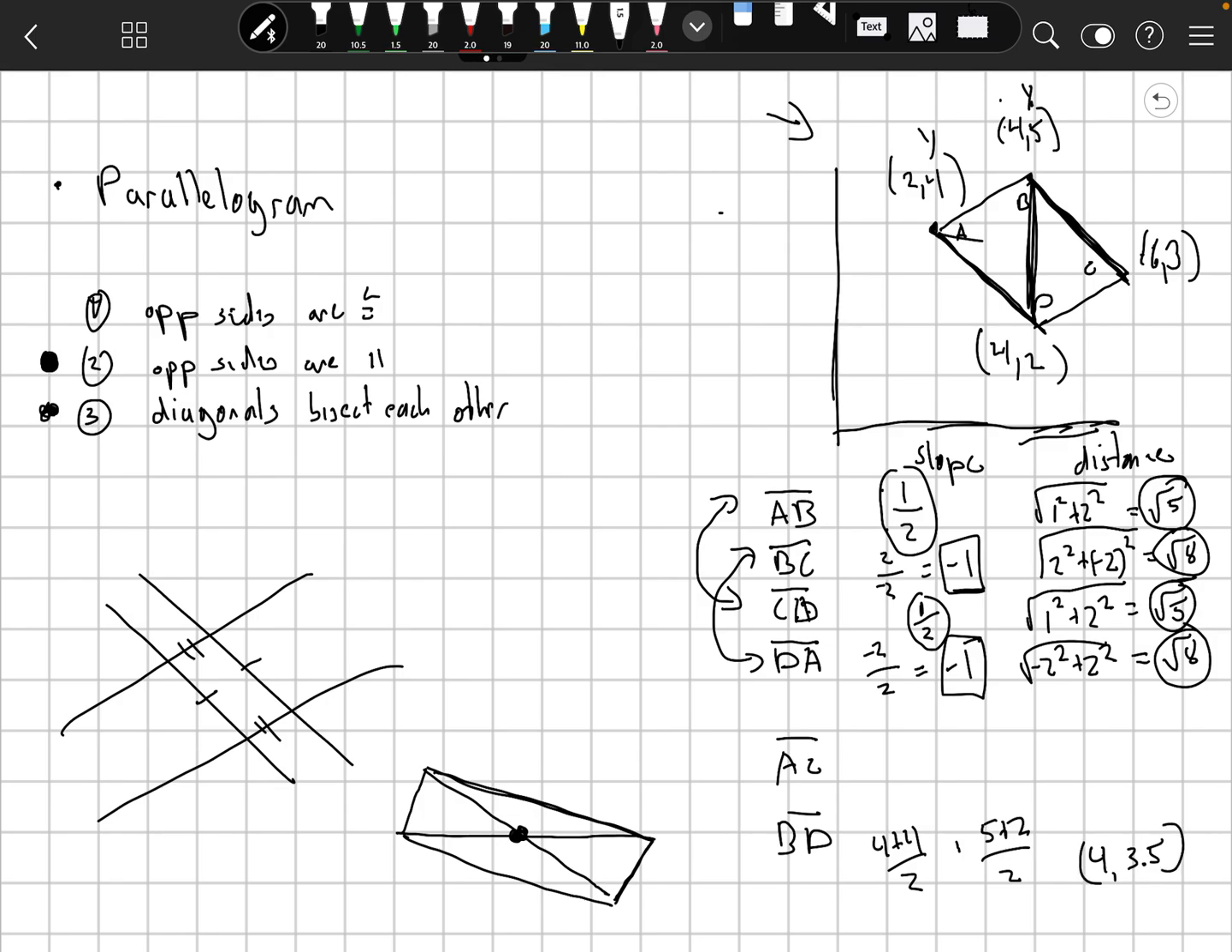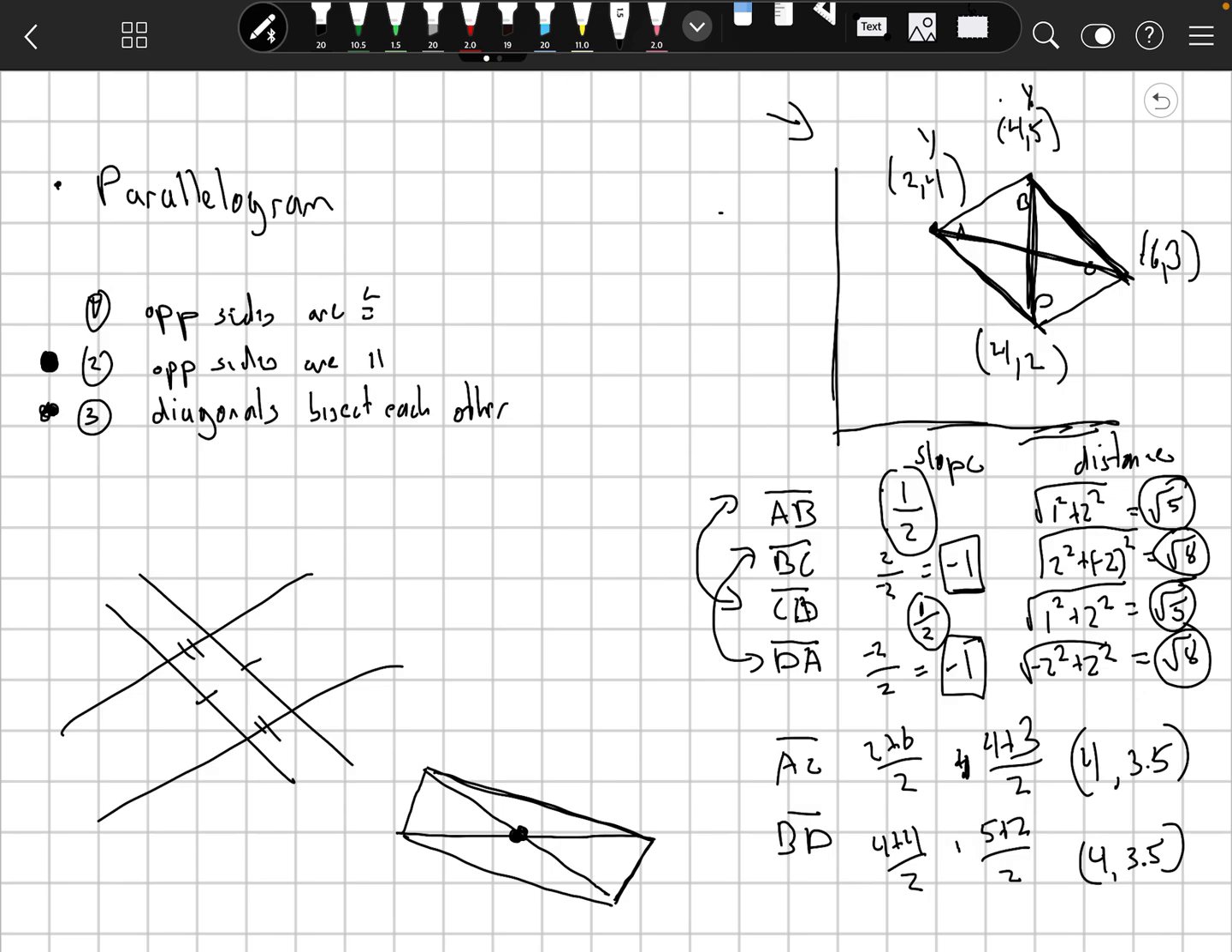And if the midpoint is the same for AC, then we'll know that it's a parallelogram that way. So let's see, 2 plus 6, that's 8, divided by 2, and 4 plus 3, that's 7, divided by 2, which is 3.5. So since the midpoints are the same, they bisect each other, and that is a parallelogram.